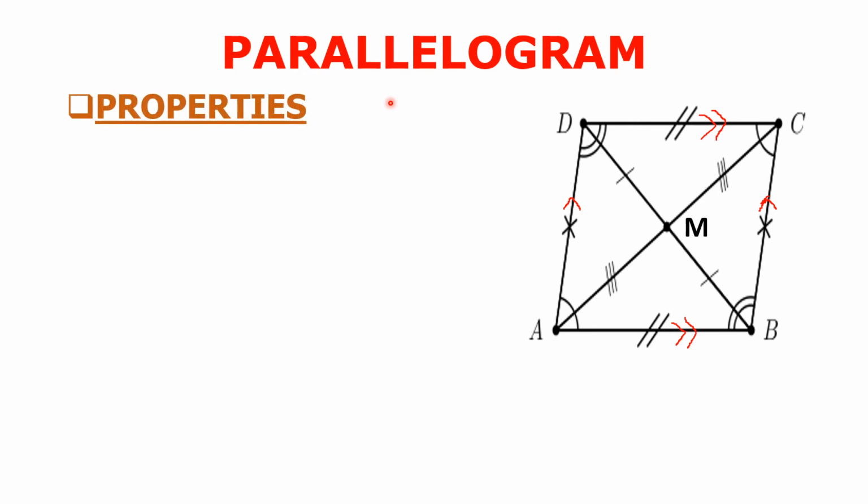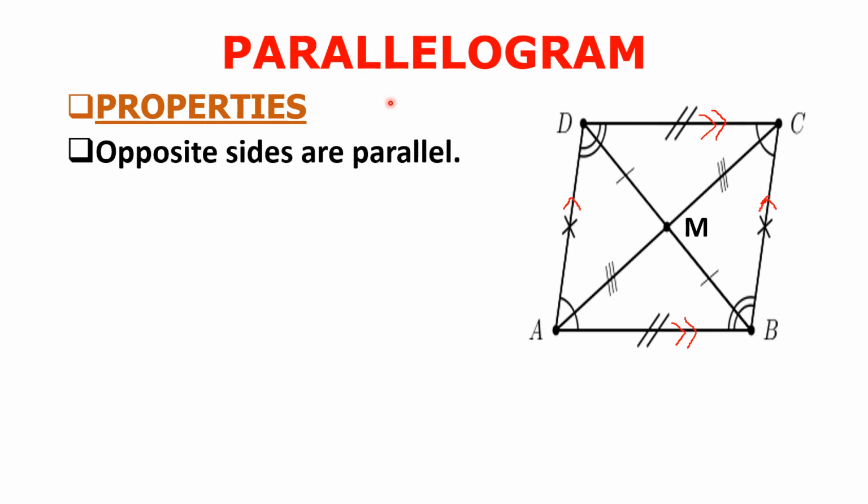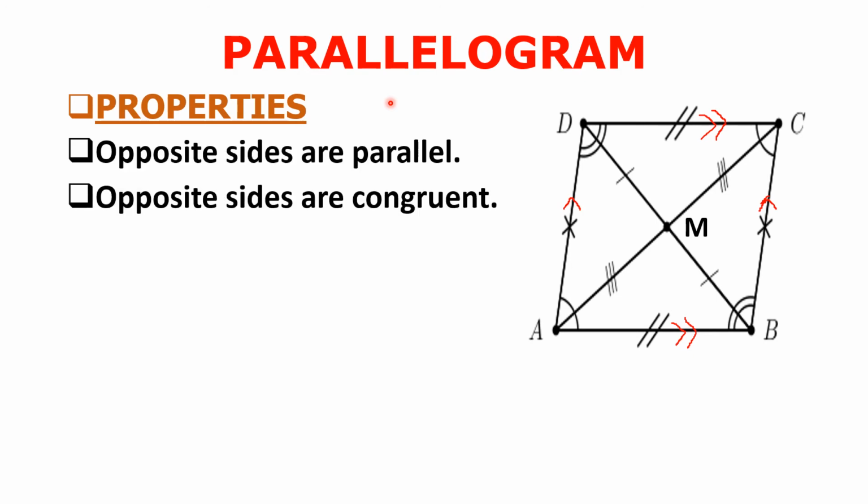So that is the first basic property. Opposite sides are parallel, as I told you just now. Second, opposite sides are congruent. Only opposite sides are congruent. For example, let's say this side is 9 centimeters. So this side also will be 9 because opposite sides are congruent. If I say this side is 7 centimeters, how much? 7. So side BC also will be 7.